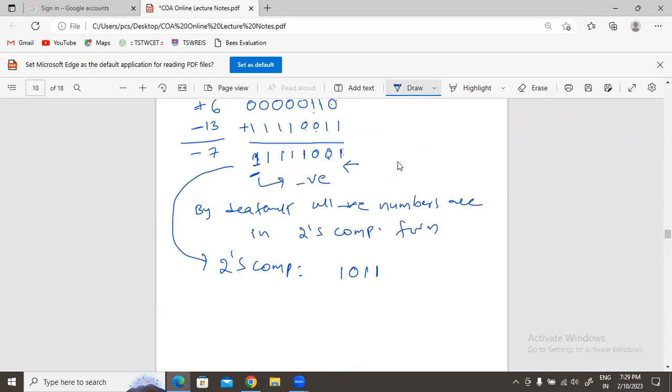Now, up to the occurrence of the first 1 bit, it remains the same. The remaining bits will be complemented. Now see here. Up to this one is the first 1. So zero becomes one, zero becomes one. So the remaining all bits are one, so these become all zeros. Okay. So let me write here all zeros.